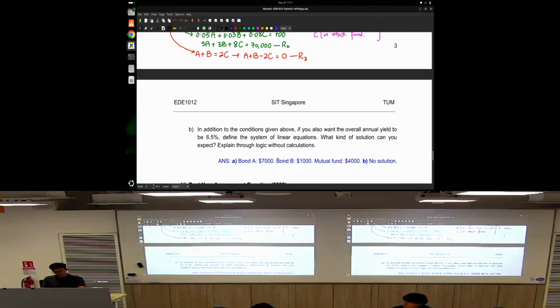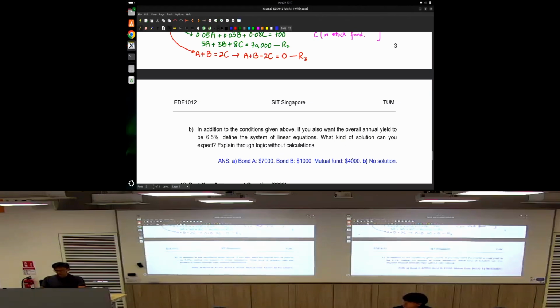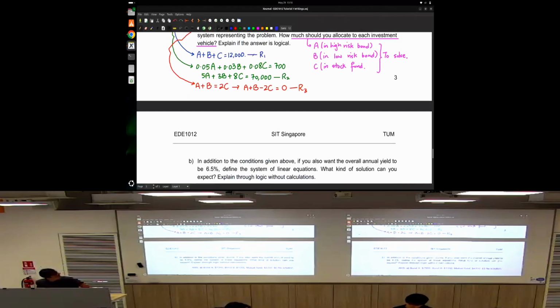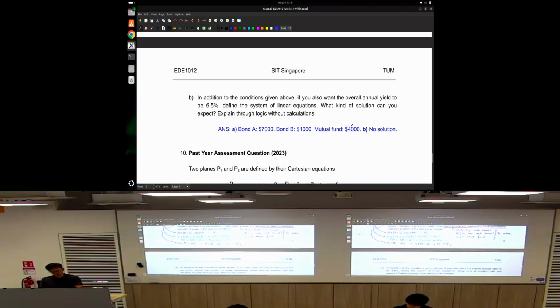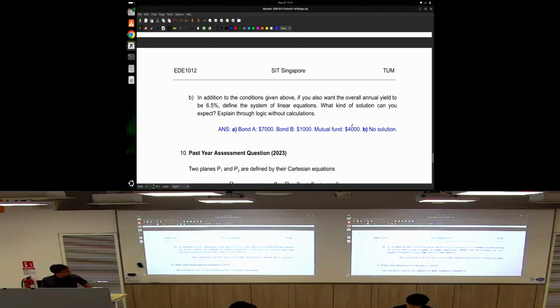Okay, so you can see 8,000 in the bonds, which is twice that of the mutual fund, satisfying the constraint in row 3. And then 8,000 plus 4,000, you get 12,000, so that is also satisfying the first constraint. And then if you calculate 0.05 times 7,000, plus 0.03 times 1,000, plus 0.08 times the mutual fund 4,000, you're going to get $700. So that's how you can check that your solutions are correct.